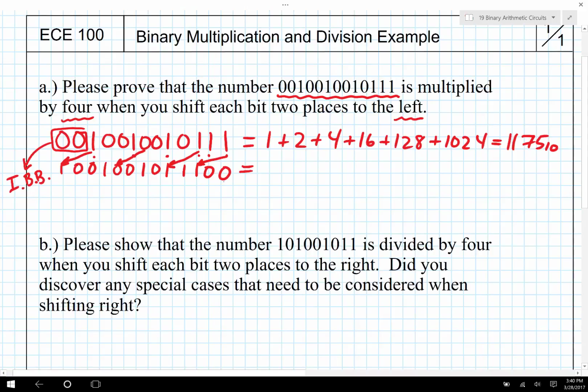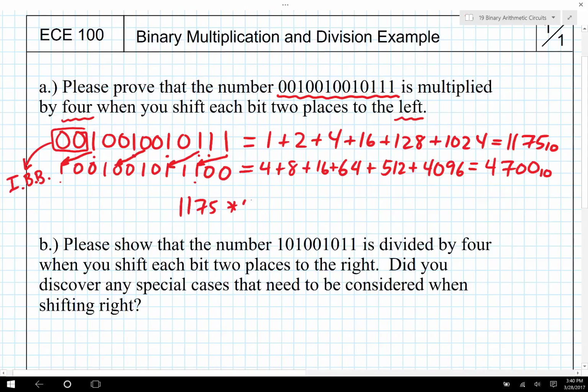If I do this conversion, I have 1, 2, this one is worth 4 plus 8 plus 16, and then 32, 64, then 128, 256, plus 512, 1024, 2048. The last one is worth 4,096. That works out to be a total of 4,700 in base 10, and 1175 multiplied by 4 is, in fact, 4,700. So that's the correct result.